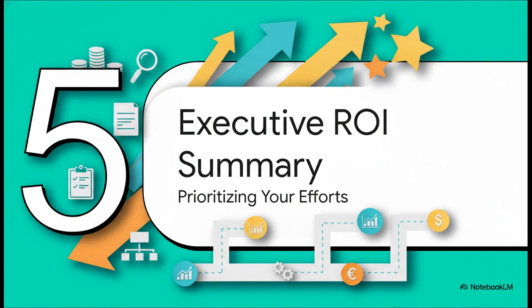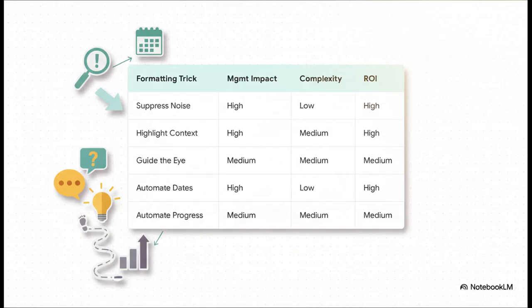The big question is, where do you start? This last section is designed to help you prioritize your efforts so you get the biggest, fastest return on your time. Let's just look at this grid. Suppressing icon noise and automating due dates, those both have a huge impact on how quickly management can understand the data, and they're super easy to set up. That's a high ROI and probably the best place to start.